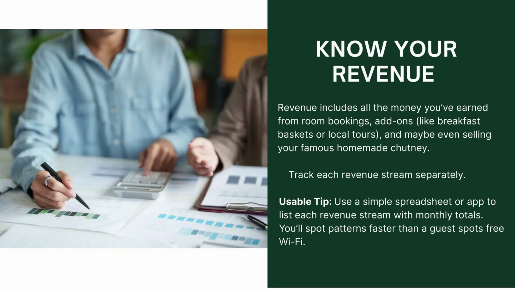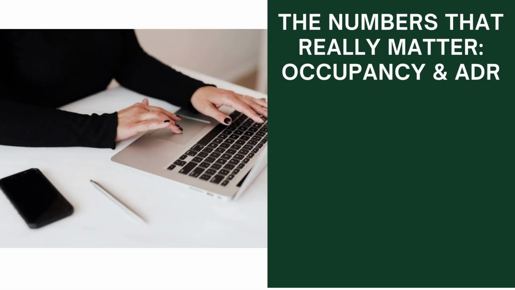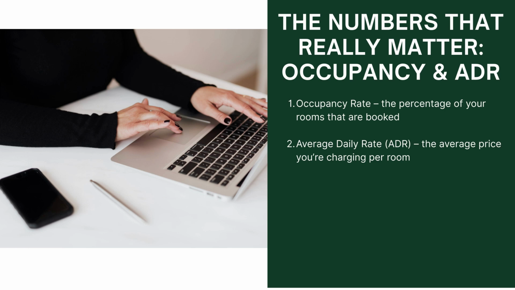Now here's a useful tip. Use a simple spreadsheet or app to list each revenue stream with its monthly totals. You spot patterns faster than a guest spots free Wi-Fi. The numbers that really matter, occupancy plus ADR. Two numbers can make or break your B&B's income.